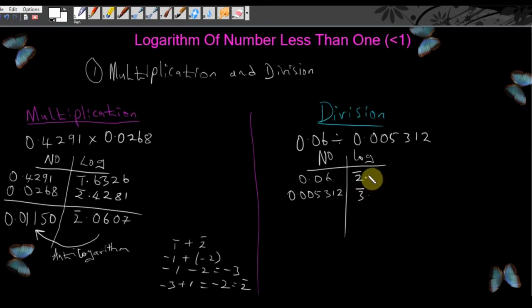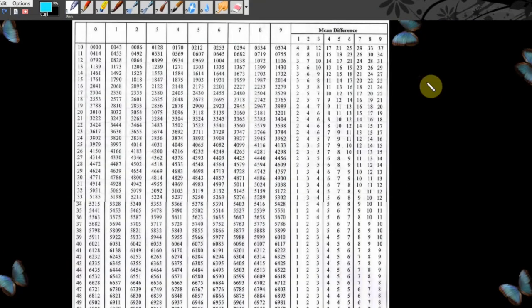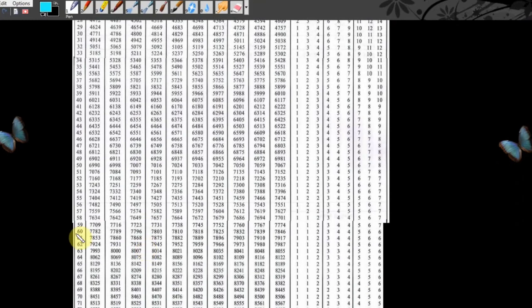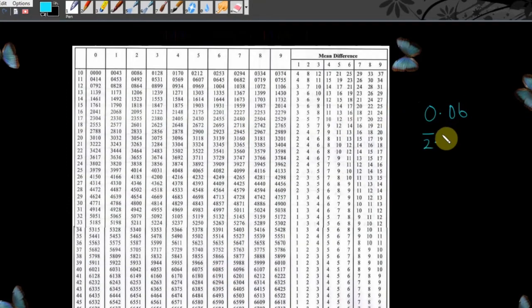Go to the logarithm table and get the logarithm of this one and this one. We are looking for the logarithm of 0.06. We already know the characteristic is bar 2. Put your point. There is no 6 here. Go to 60. That's what you go to. Quickly go down. This is the 60. Under nothing. Just 60 under 0 because there was no number following after that 6. You are having 7782. You write it, 7782. That is how you get the logarithm of this one.